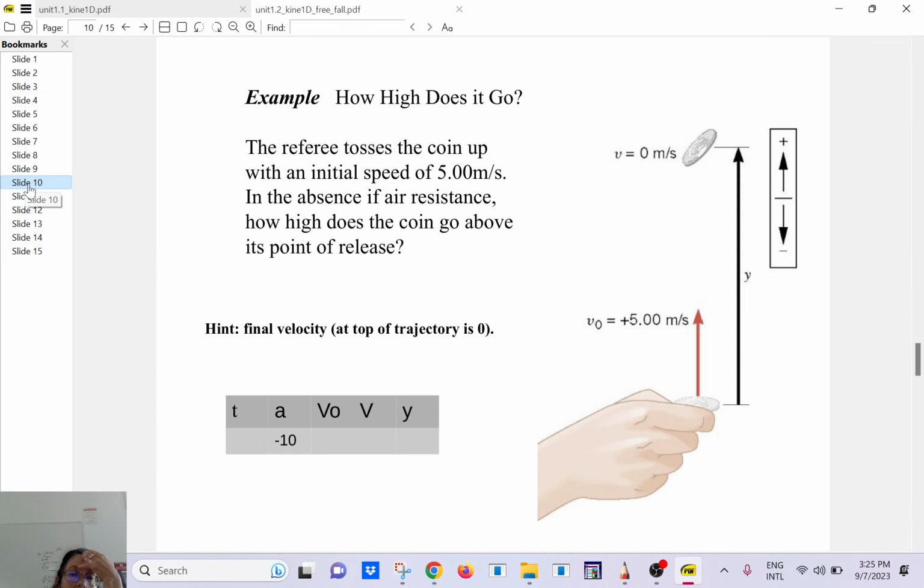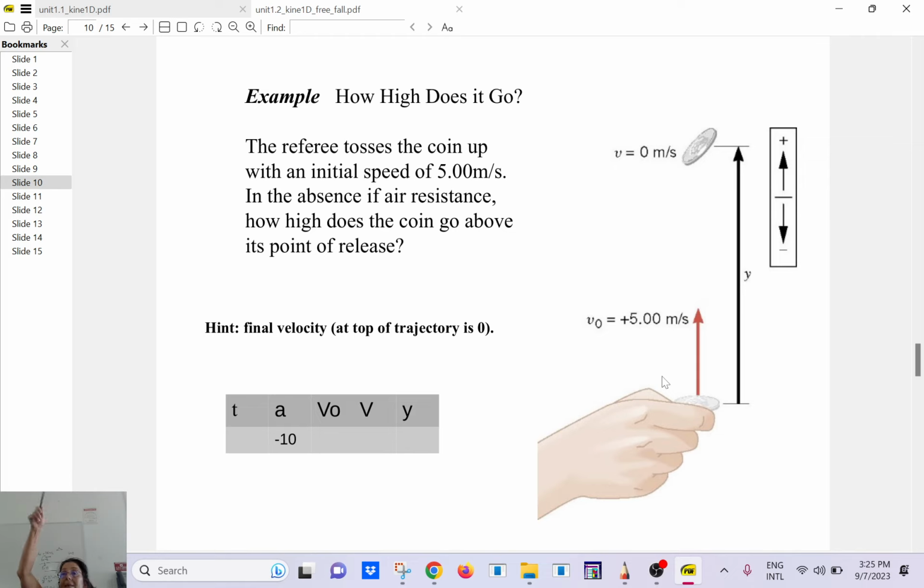Okay, we can do one more. Let's try this. Each time you have a problem like this, where they ask for the maximum height, you have to remember the following: at the maximum height, what's happening with the velocity? It stops. So the velocity equals zero. Using that, you can find how high it's going to go.